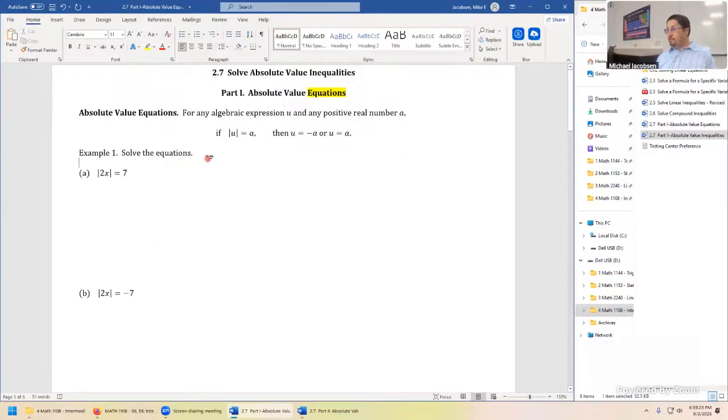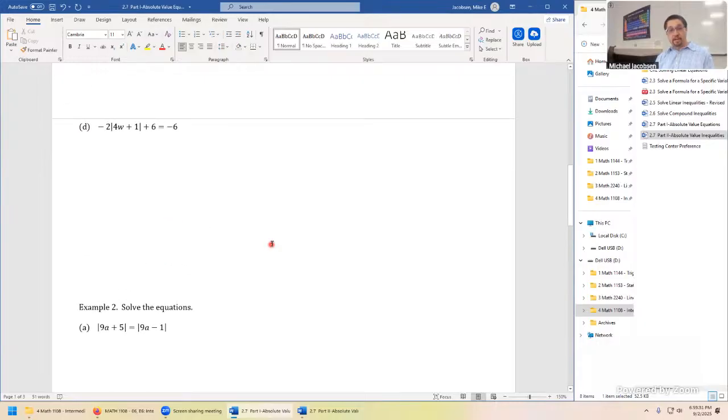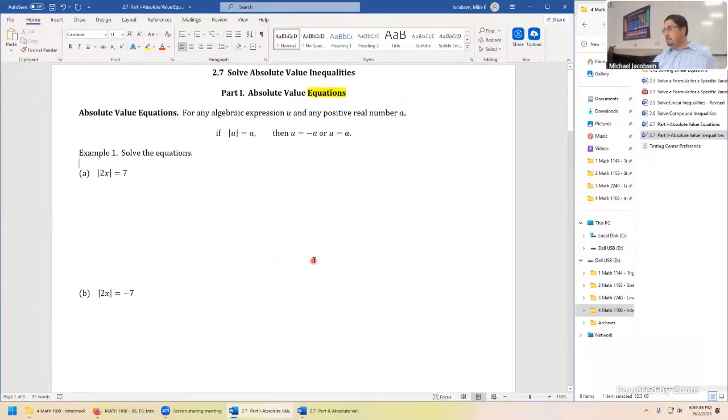Example 1 is kind of a preliminary example, just getting the feel for this new section. Then in examples part D and example 2, we start to solve some of the bigger problems that you're going to see in the notes, starting off with a warm-up and then moving into the harder ones.